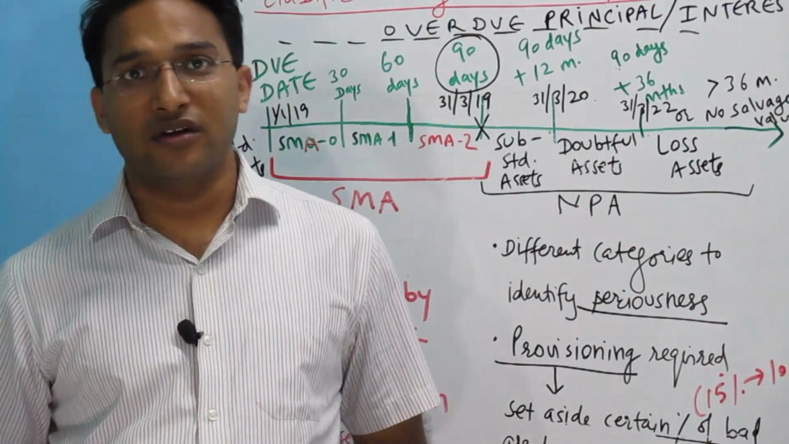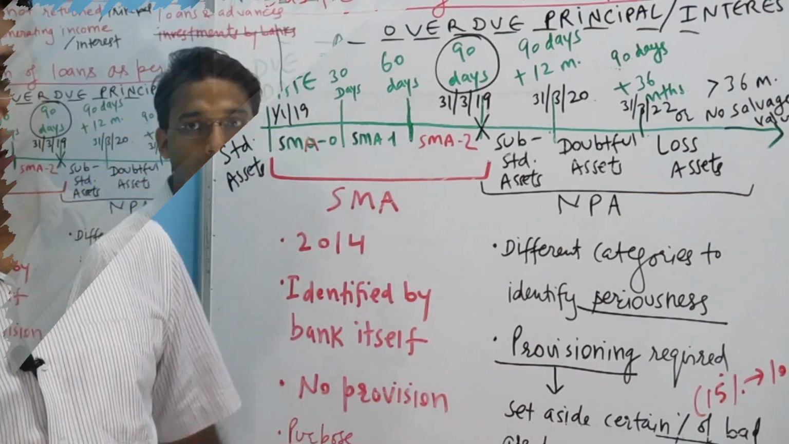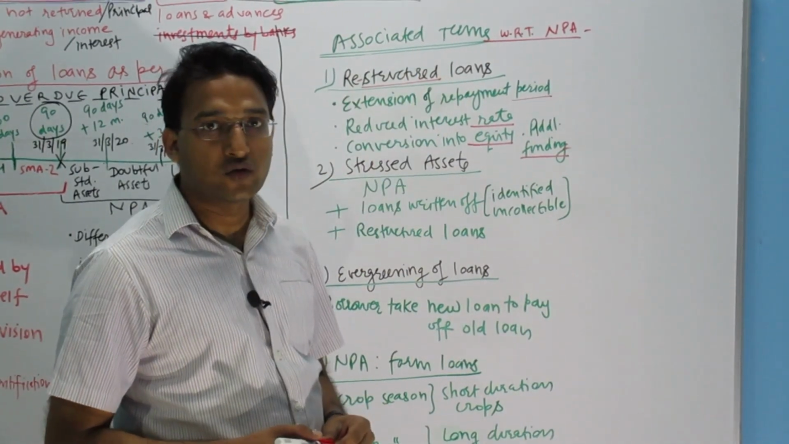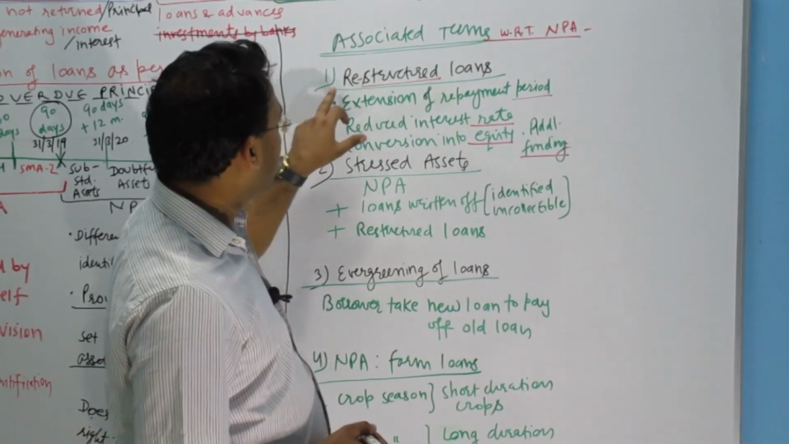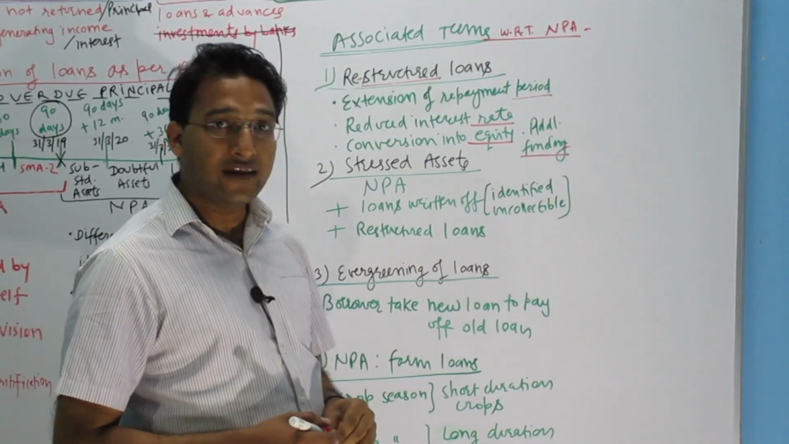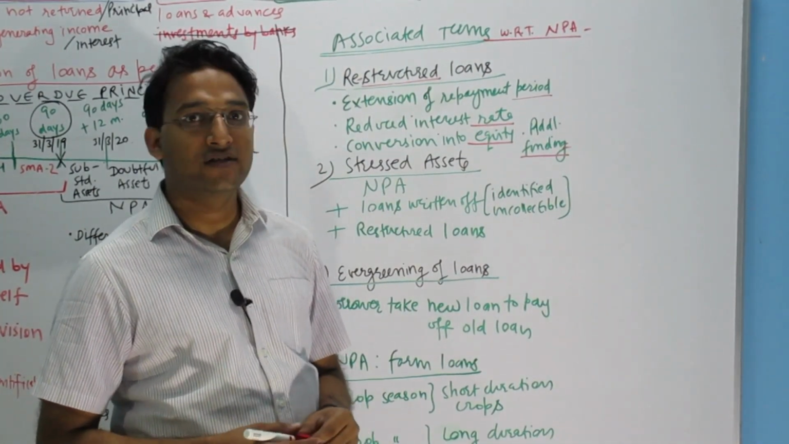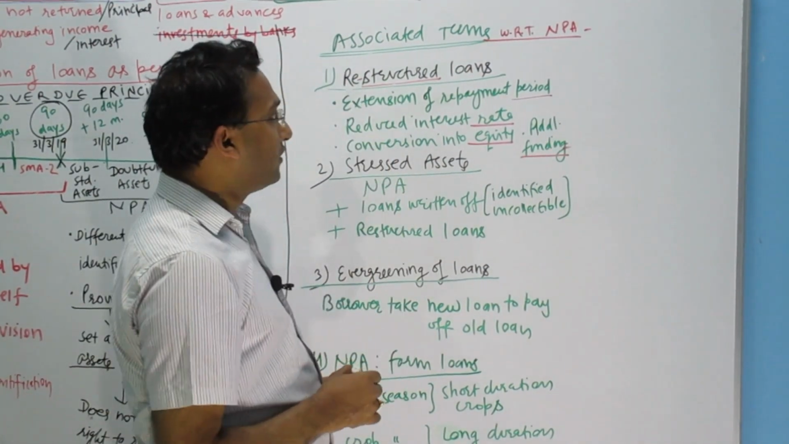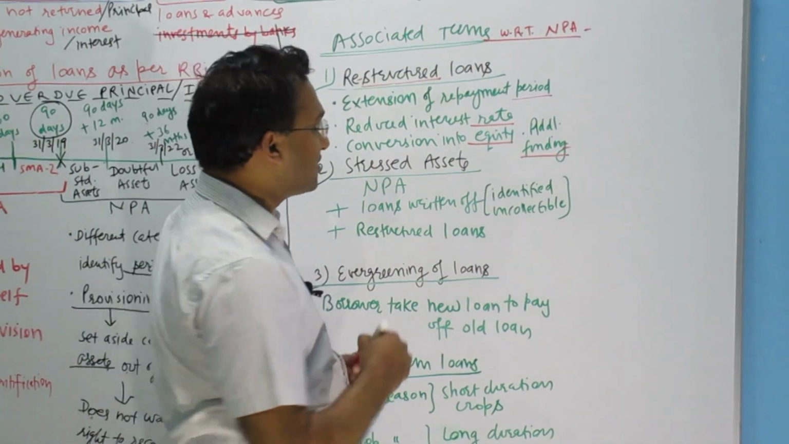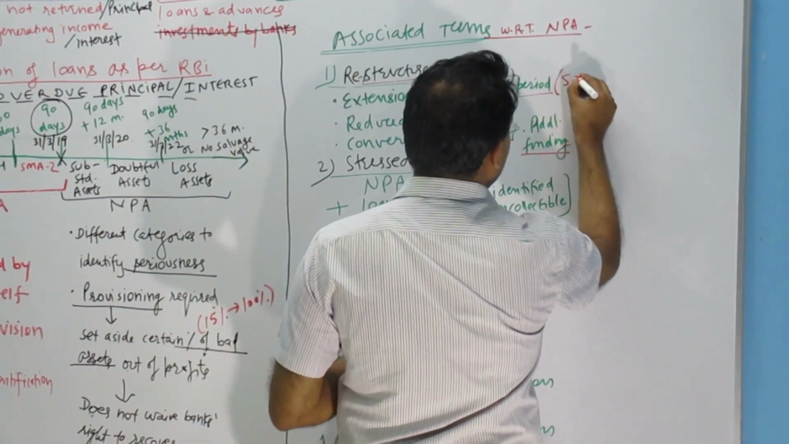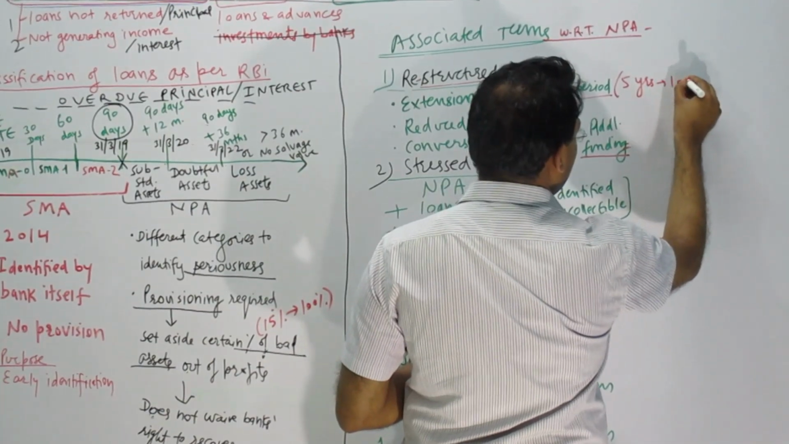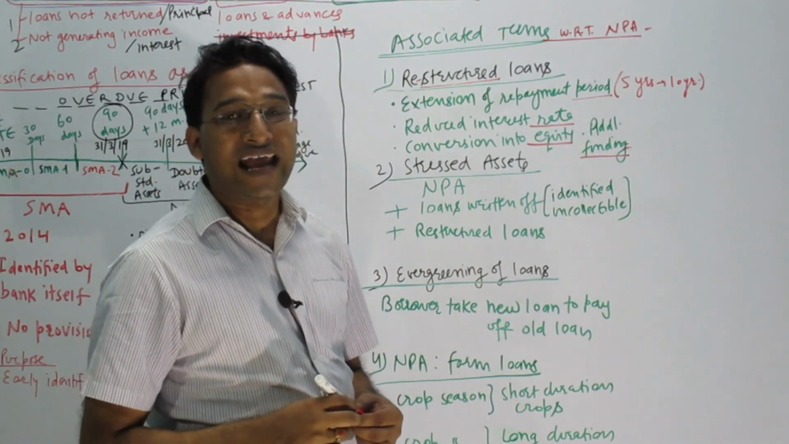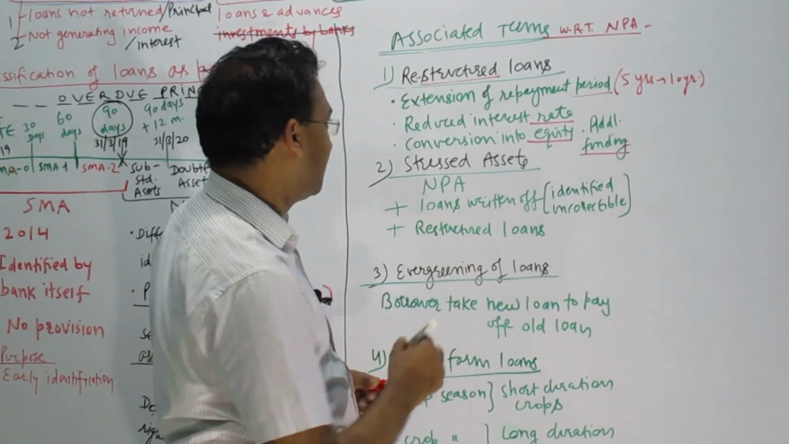Now there are some special terms related to the non-performing asset. We will see those terms. These are some of the associated terms with respect to the non-performing asset. The first term is the restructured loans. Any loan which has been restructured is called a restructured loan. This restructuring can take place in various forms. Firstly, the repayment period for the loan can be increased. For example, earlier it was 5 years, now it can be increased to 10 years, right? So now this loan needs to be repaid within 10 years rather than 5 years.